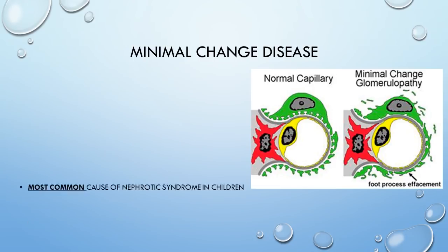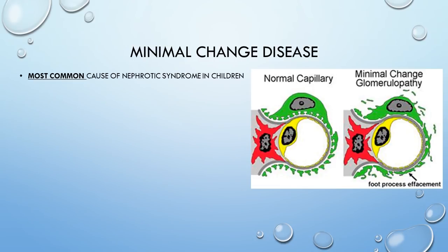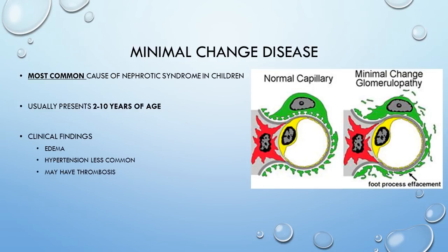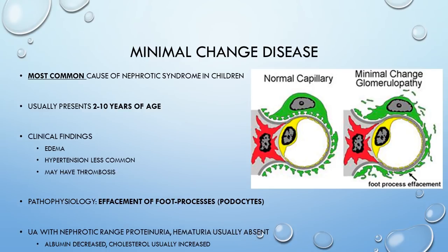Minimal change disease. It is the most common cause of nephrotic syndrome in kids. It usually presents at ages 2 through 10 years. The clinical findings: these kids tend to have edema. Sometimes they'll have some hypertension, but that tends to be less common. They may or may not have some thrombosis. The pathophysiology is effacement of the foot processes, the podocytes. It's something that you have to use an electron microscope in order to be able to see, but it's that foot process effacement that causes it.